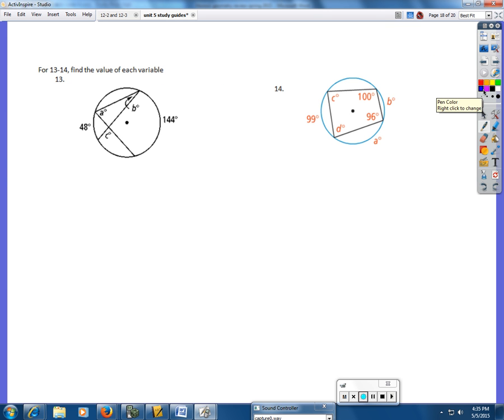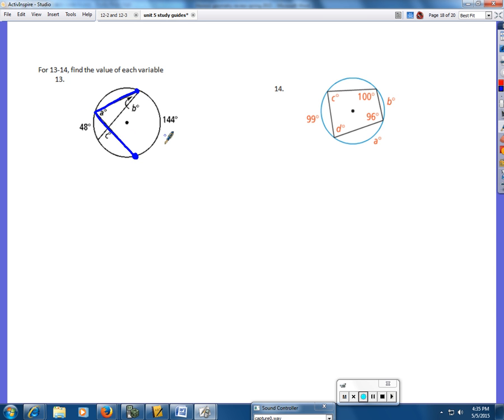We'll go with blue now. Number 13. This goes back to what we did on Tuesday. I have inscribed angles. To find angle A, that's going to be half of this arc because I can see that the endpoints of A intercept this arc here. So A equals 144 over 2, which is 72.